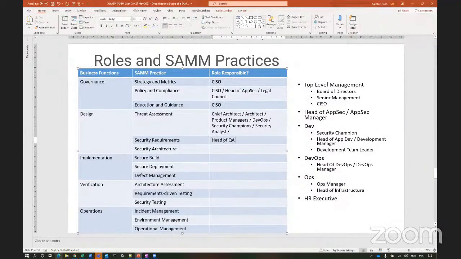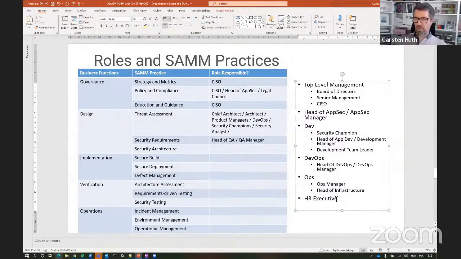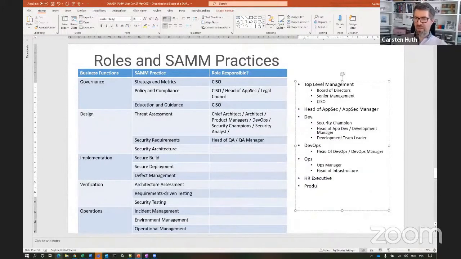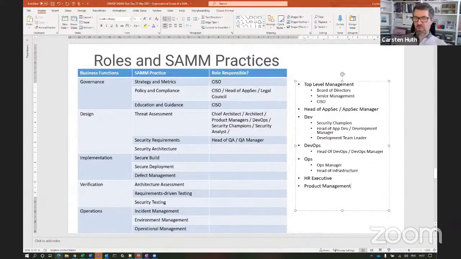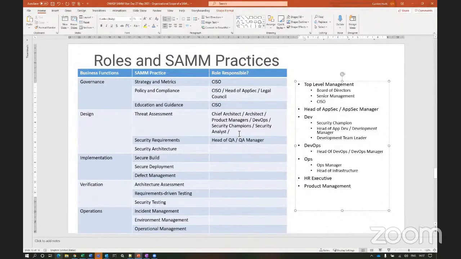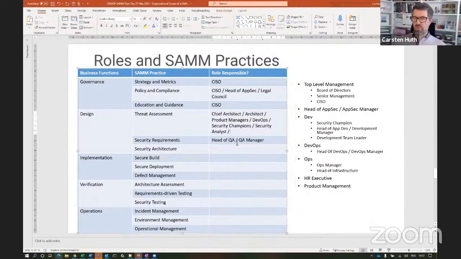A role that seems missing, please correct me if I'm wrong, is product management, if the organization is big enough. Yeah, like I said, the thing was more to start with something. Did Reinhardt also mention product owner? For security requirements, huh?